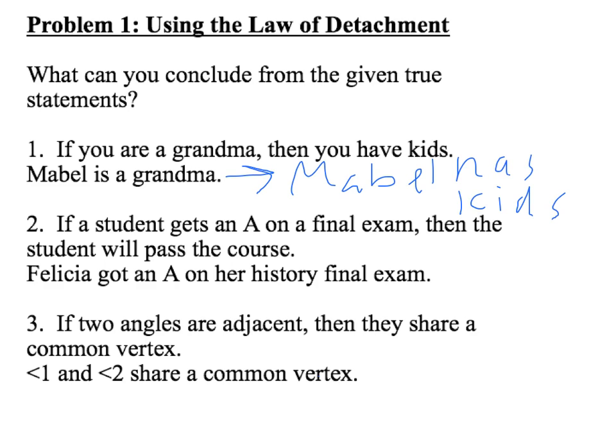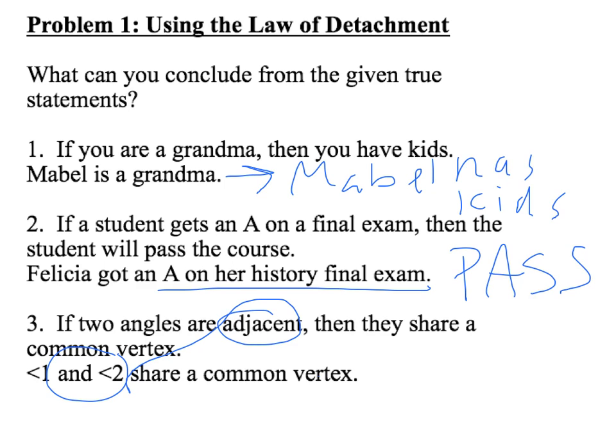The next one: if a student gets an A on a final exam, then the student will pass the course. Felicia got an A on her history final, so that means Felicia will pass the course. If two angles are adjacent, then they share a common vertex. They're saying that angles 1 and 2 share a common vertex, so we can conclude that angles 1 and 2 are adjacent.